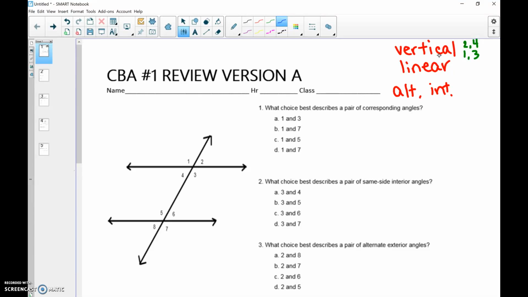Linear angles are also super close together, but they are right next door to each other. So 1 and 2, right next to each other, they make a line together. So 1 and 2 could be linear, and also 1 and 4, or 3 and 4, or 2 and 3. So I'll do 1 and 4 as my second example, but they make a line together. So kind of remember, linear line makes a straight line together.